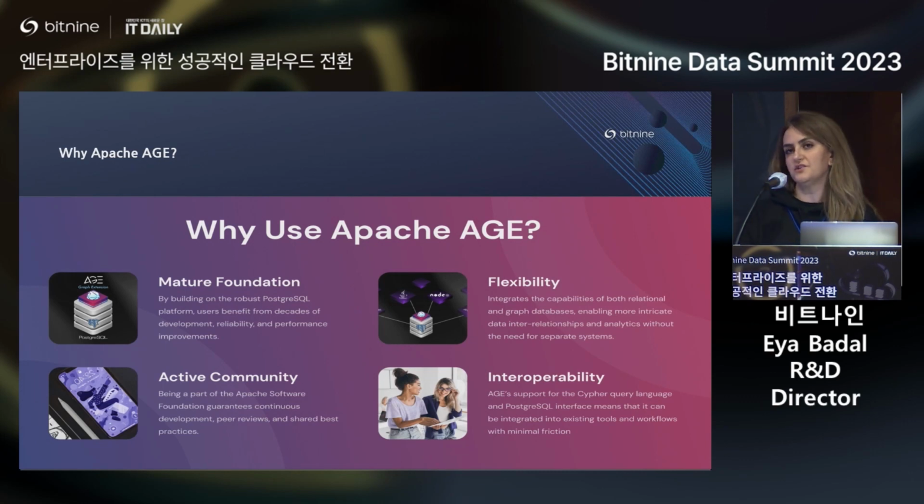So now, why Apache AGE, right? Apache AGE provides four key benefits for your tech stack. It's built on the robust foundation of Postgres, offering quality and support from decades of development, reliability, and performance improvement. It offers flexibility by blending relational and graph databases, and enabling analytics without the need for other systems. And at the same time, it's backed by the active Apache Software Foundation community, ensuring ongoing enhancement and maintenance.